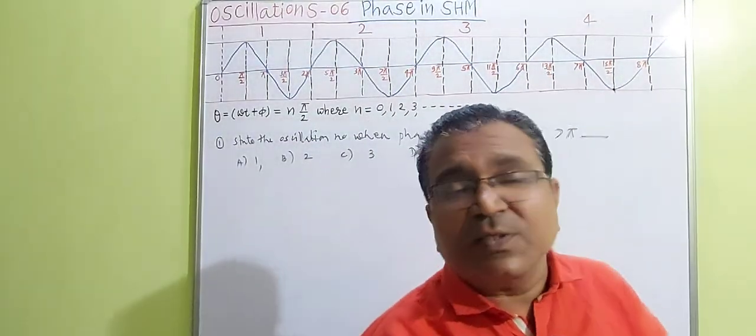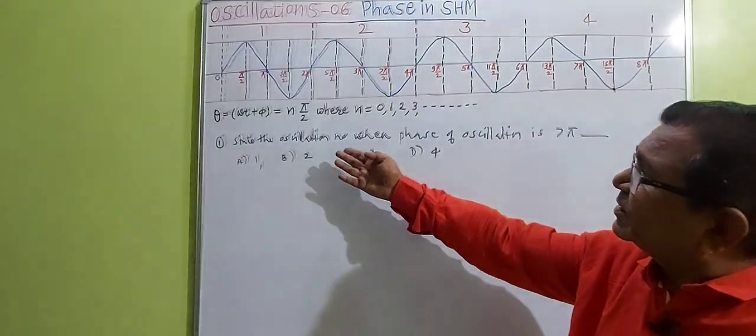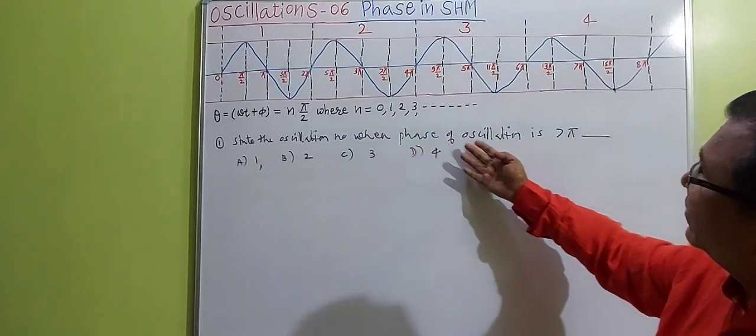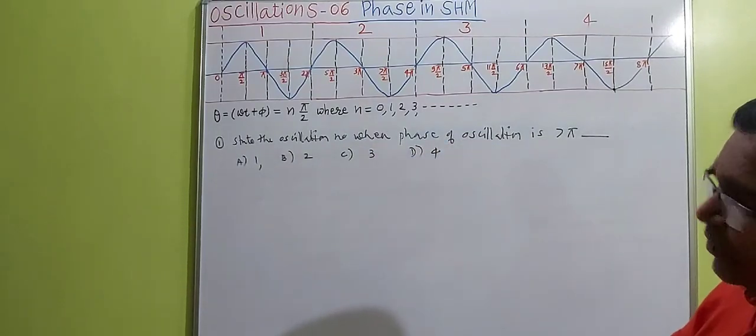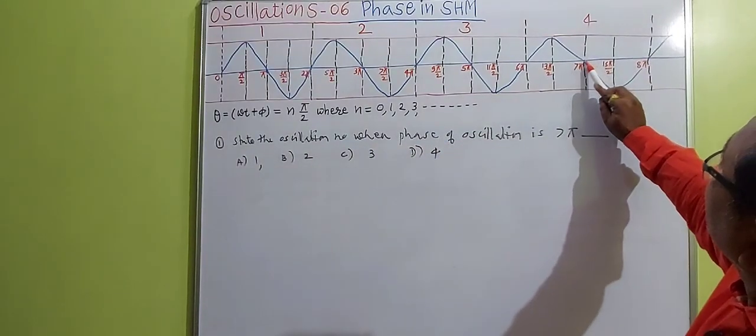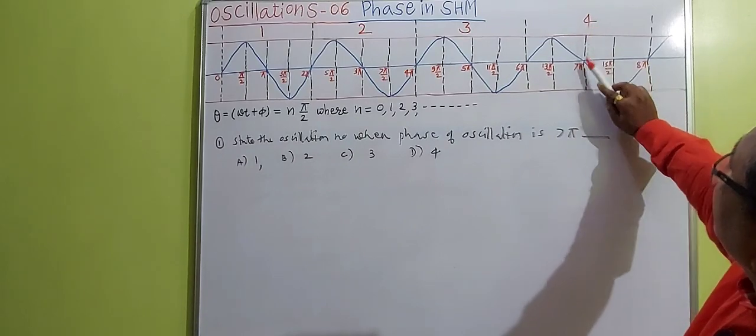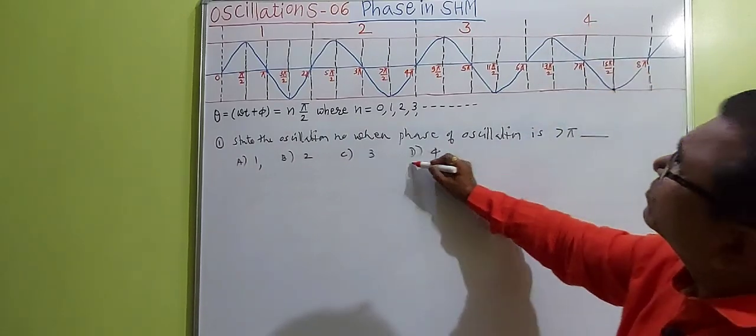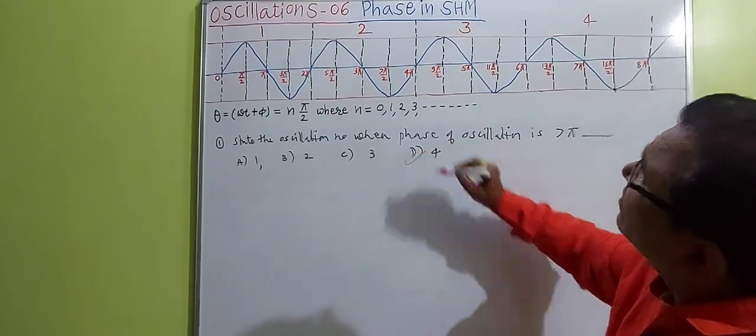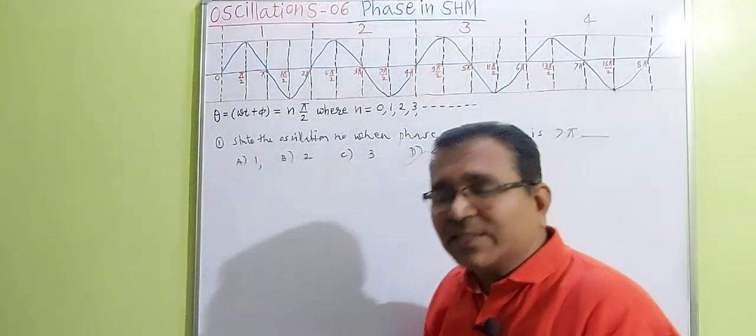Observe the graph. The question is, state the oscillation number when the phase of oscillation is 7 pi. Where is 7 pi? Here is 7 pi. So what is the oscillation number? This happens in oscillation number 4. So this is the correct answer. That is the oscillation number.